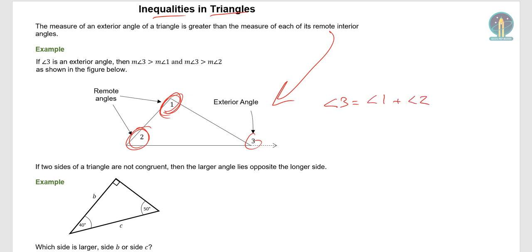But we can also set an inequality, and we can say that because of this, angle 3 is always going to be greater than angle 1, and angle 3 will always be greater than angle 2, right?